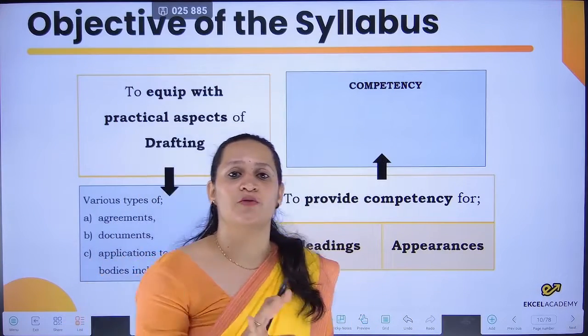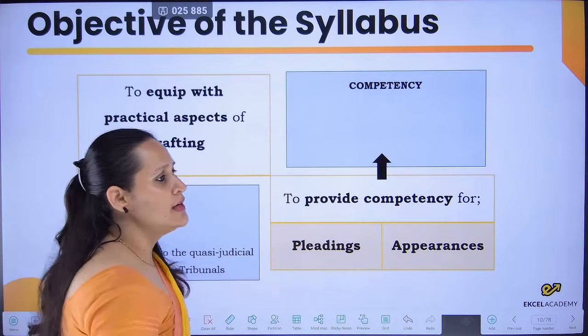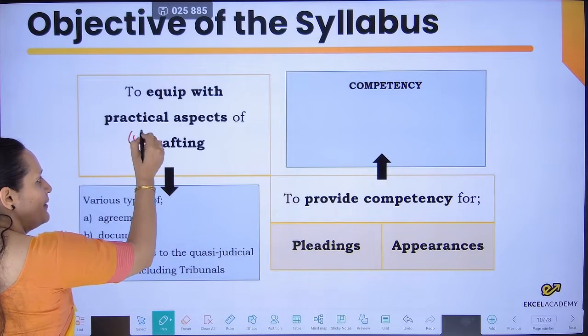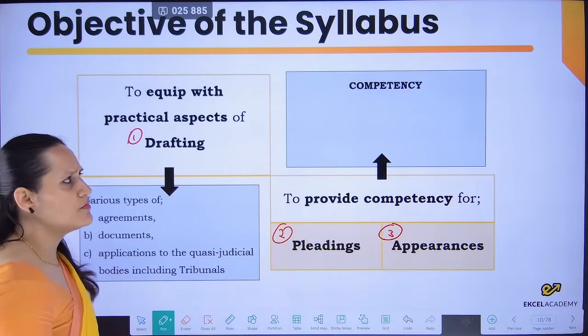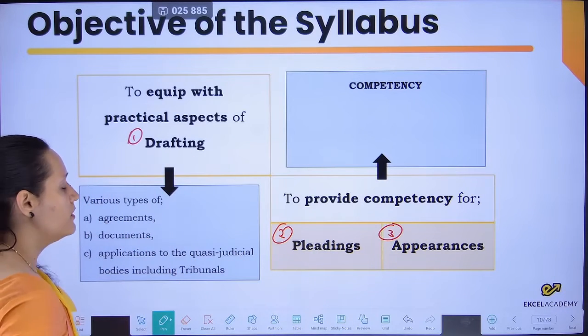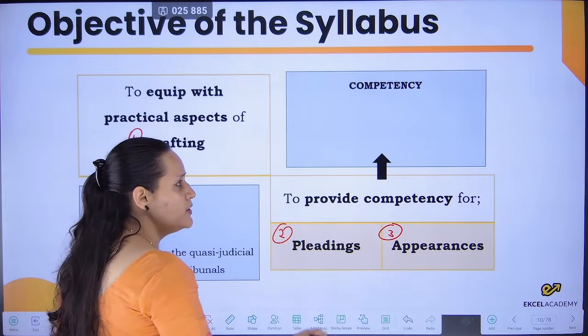What is the objective of the entire syllabus? We know the syllabus is divided into three concepts. One is drafting, second one is pleading, and third one is appearances. Coming to pleadings and appearances, what is the objective?